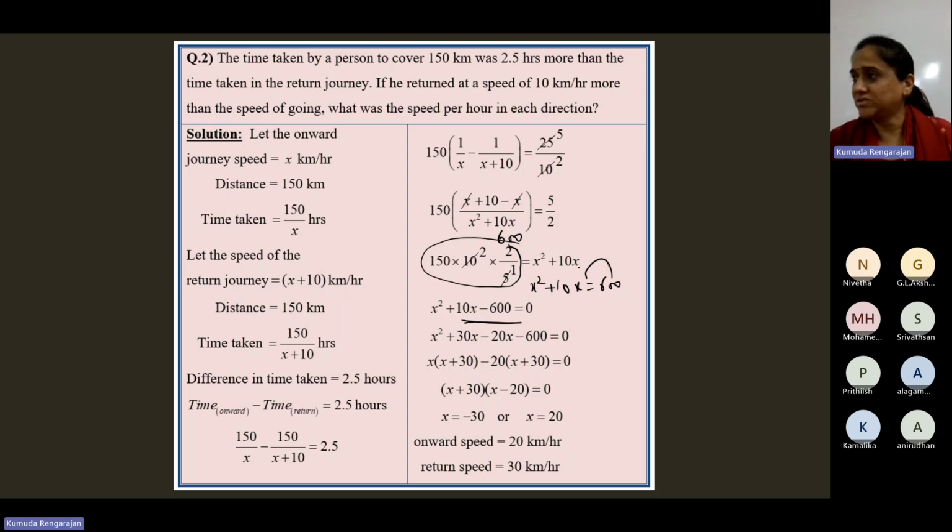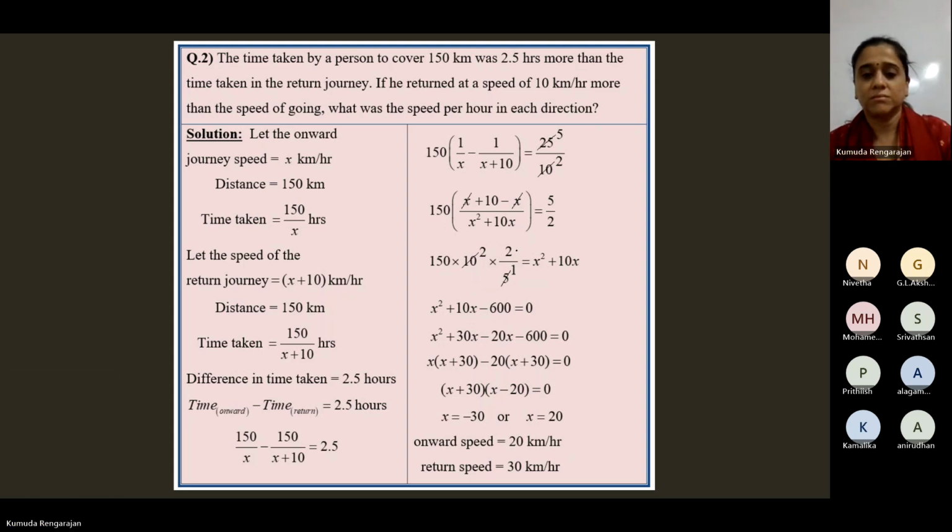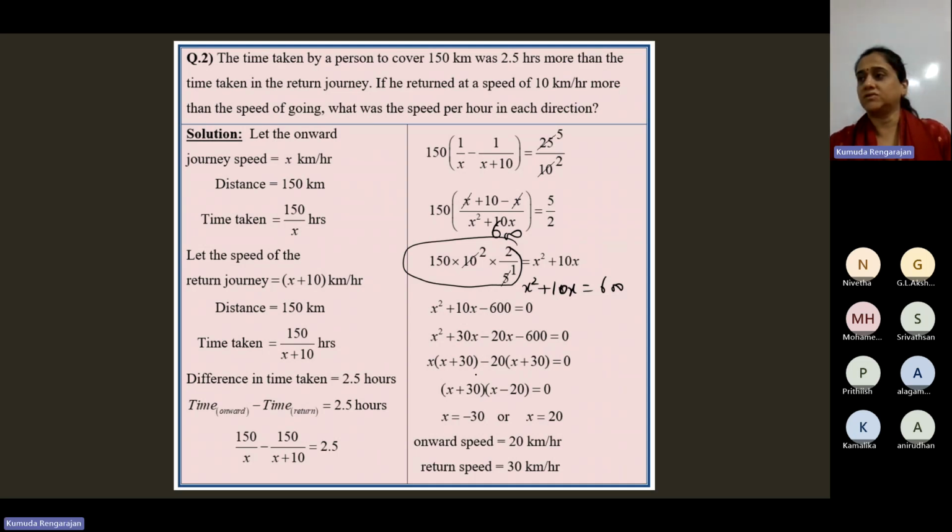600 is equal to x squared plus 10x. See the other way. x squared plus 10x is equal to 600. So x squared plus 10x plus 600 comes to the other side as minus 600 is equal to 0. So x squared plus 10x minus 600 is equal to 0.